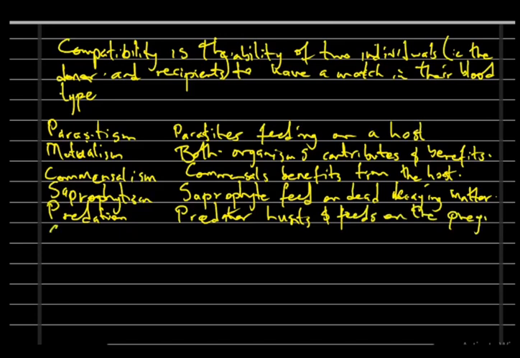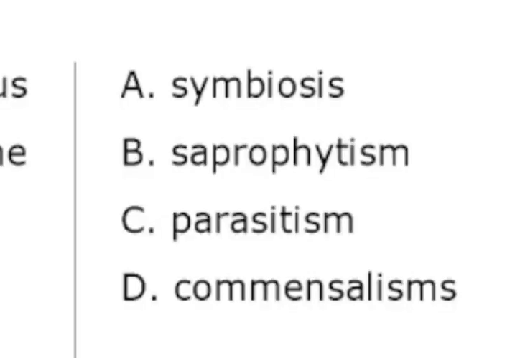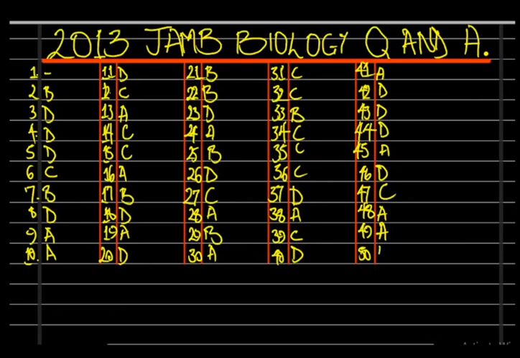So these are different examples, but there is one that I deliberately did not make mention of, and that is symbiosis, which is actually the relationship that encompasses all of this. It is talking about beneficial relationships between different organisms. So that is symbiosis, and that is the answer to our question. It is not saprophytism, it is not parasitism, it is not commensalism, but it is symbiosis. So the answer to the 50th question is option A.